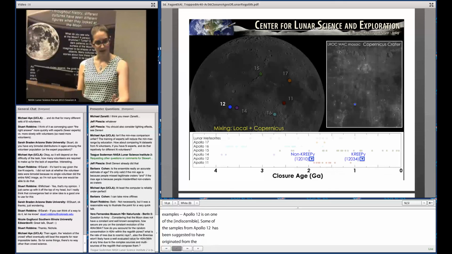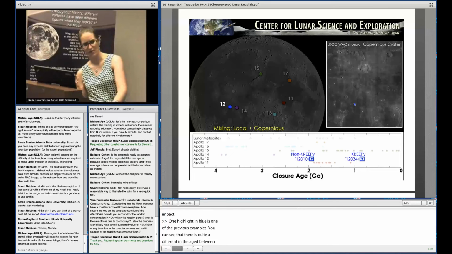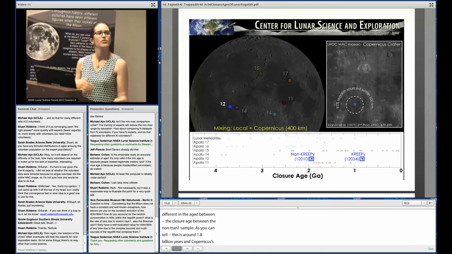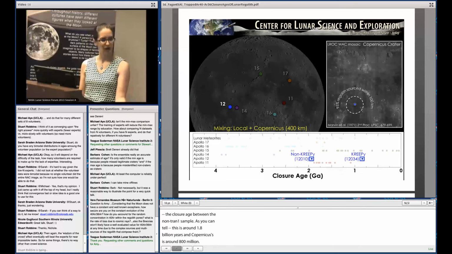You can see that there is actually quite a difference in the closure age between the non-KREEPy sample and the KREEPy sample. And if you can tell, the KREEPy sample closure age is around 0.8 billion years, and the age of Copernicus is around 800 million. So this is also showing us that we have inputs from fairly far away.